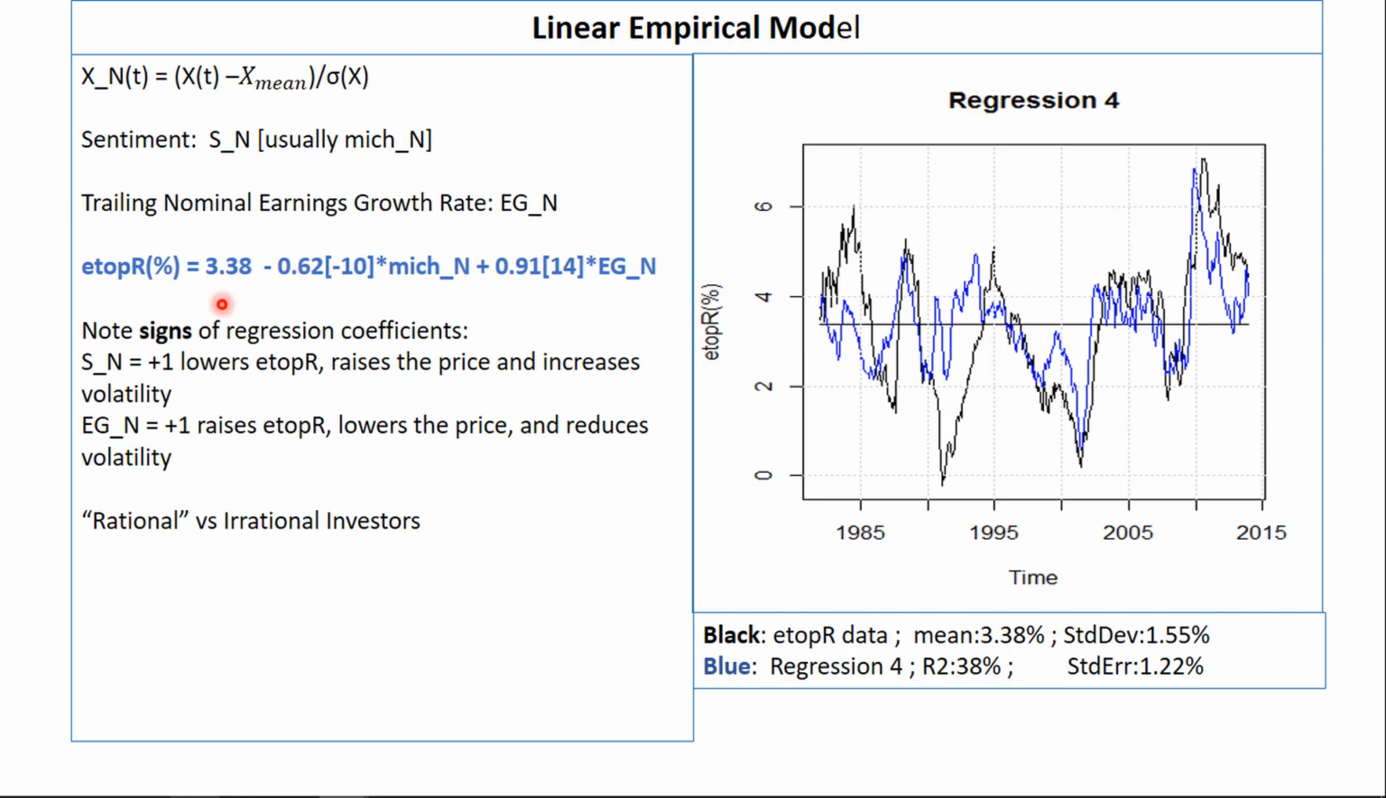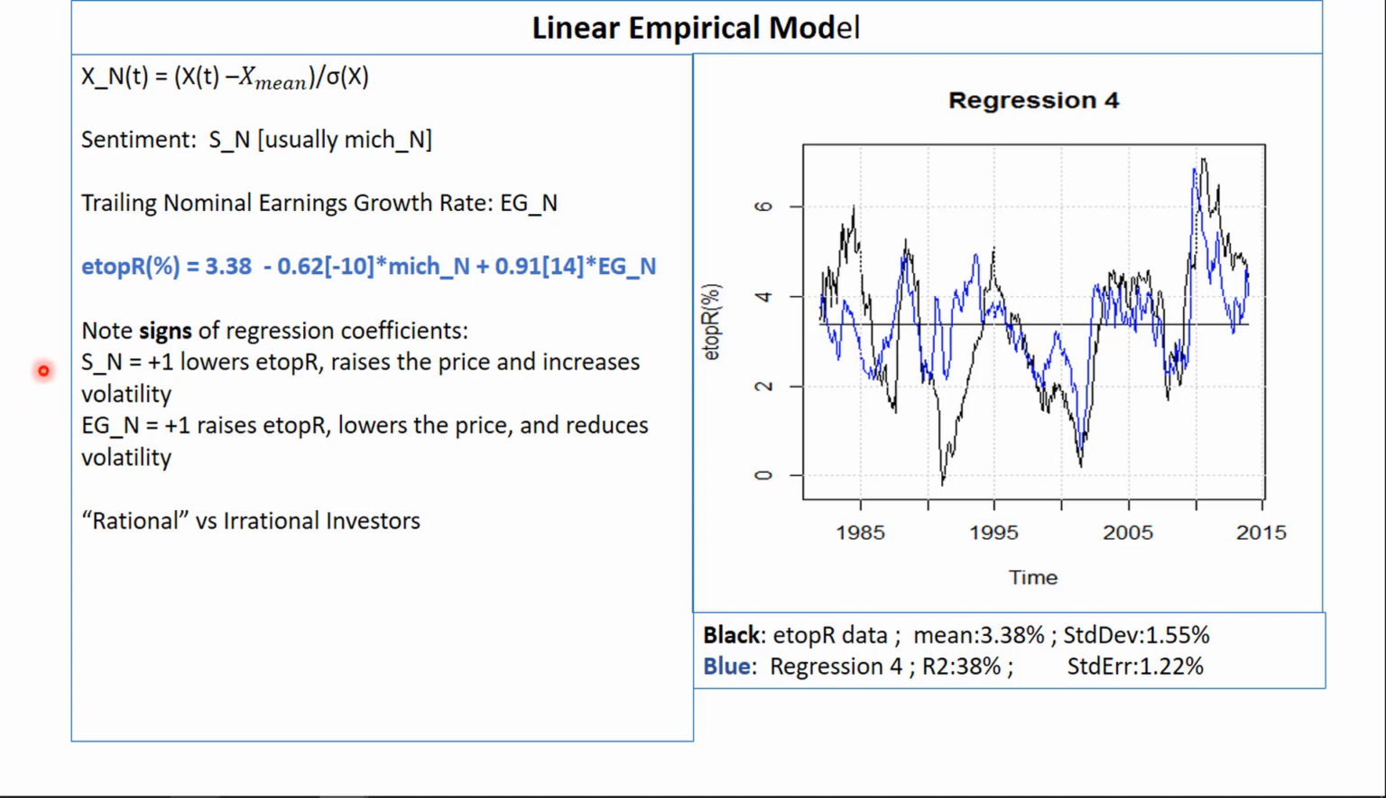I'd also like to point out the signs of these regressions. The sentiment variable, let's say it's +1, it lowers the earnings yield, raises the price, and in fact, if you look at this more carefully, if you go back to the paper, you'll see it increases the volatility of the prices. The trailing earnings growth has the opposite effect. If it's +1, it raises the earnings yield and it lowers the price and it reduces the volatility.